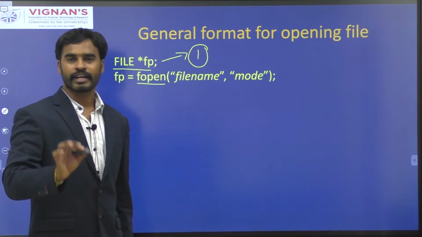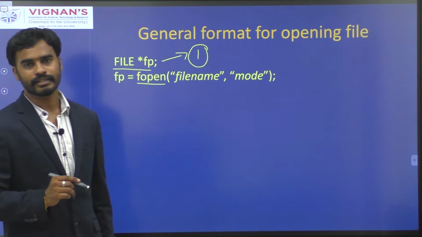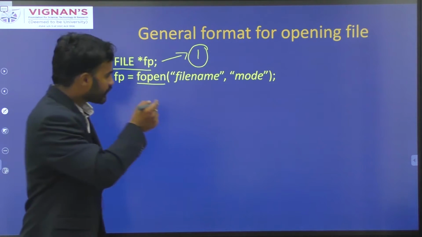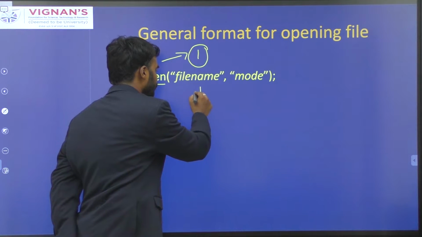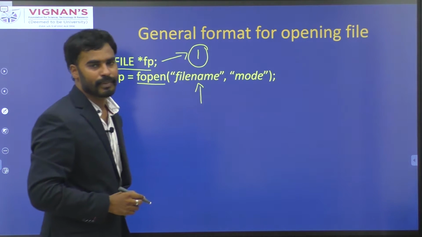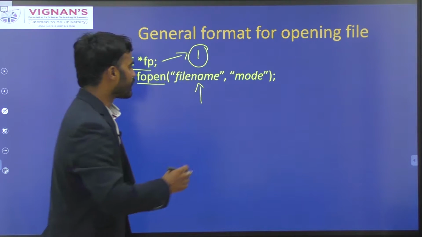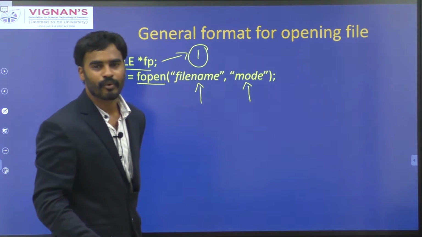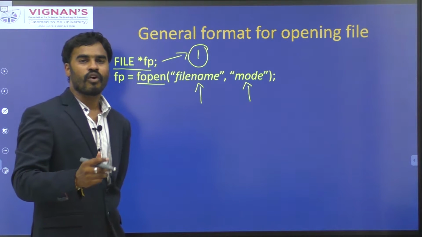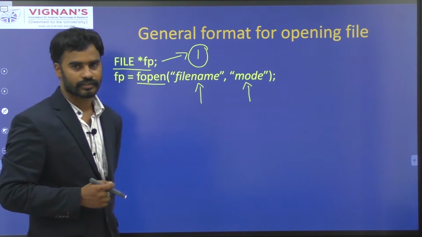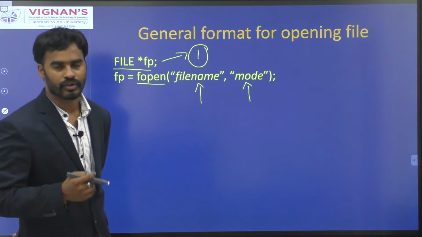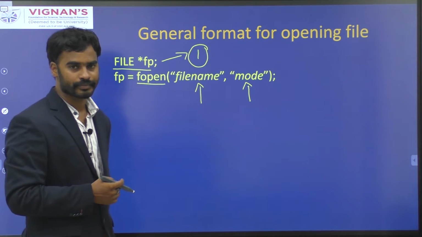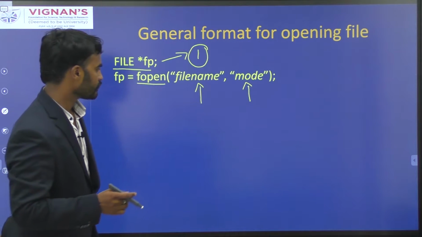The fopen function will take two parameters. One is the file name with exact path, and another one is the opening mode. This opening mode indicates for what purpose you are opening this file, whether you are opening for reading purpose, writing purpose, appending purpose, or for all.